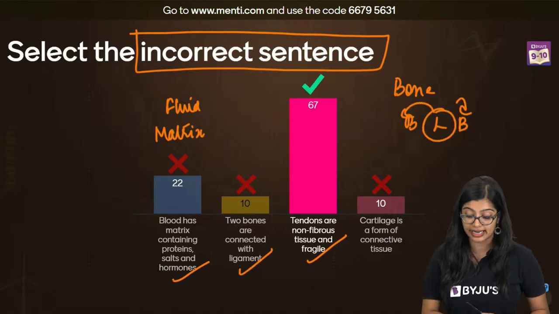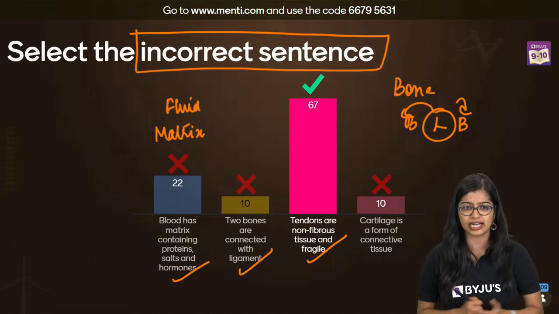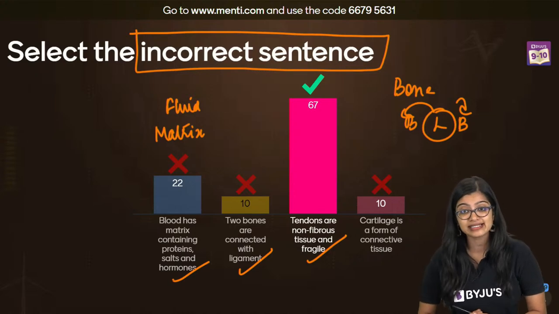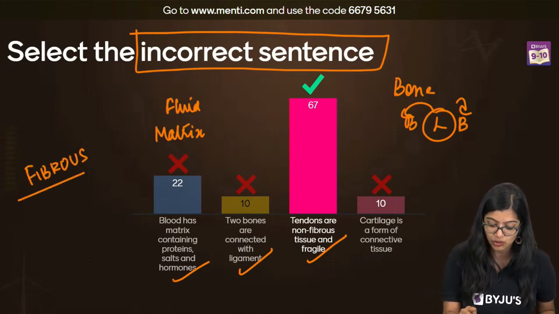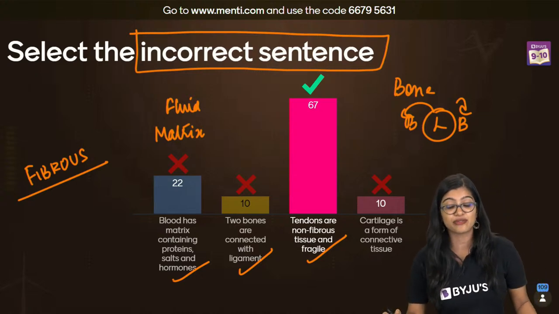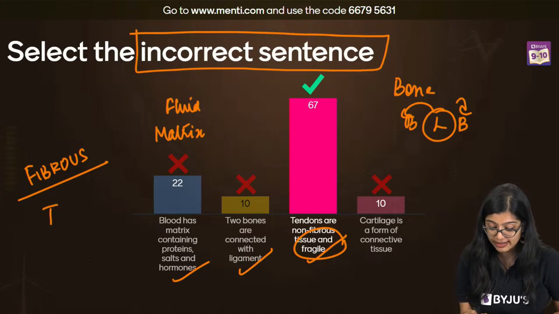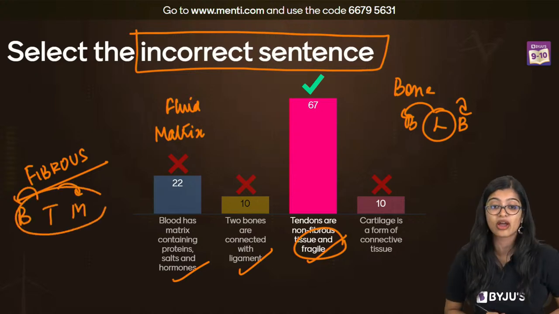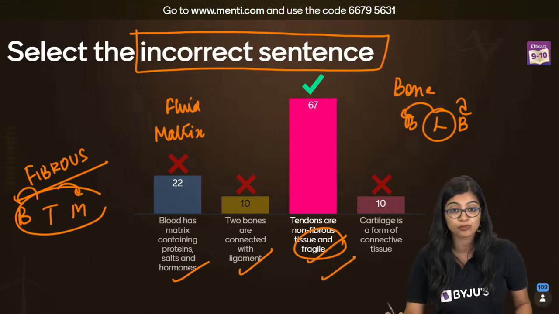So this is also correct. Cartilage is a form of connective tissue. Of course, it is a form of connective tissue. But tendons are actually a type of fibrous connective tissue, I have mentioned this to you earlier also. They are very strong, because what do tendons do? Tendons connect bone to muscle. So it needs to be strong. It cannot be fragile. So the incorrect sentence is option C.